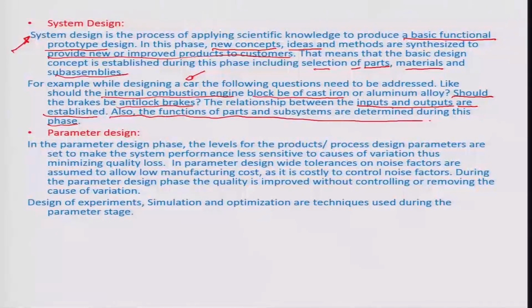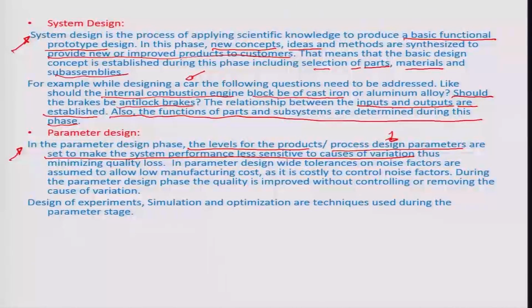You have already done some mapping related to wagons and carts earlier in the first few lectures, when you talked about laying out and functionally decomposing the system into various subsystem level information. Once this level is crossed, we go to the next level, which is the parameter design phase, where the levels of the product or process design parameters are set to make the system performance less sensitive to causes of variation. Here is an aspect of non-conformance which is being embedded in this statement.